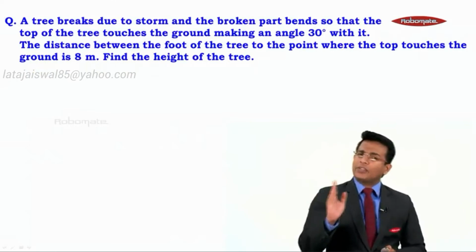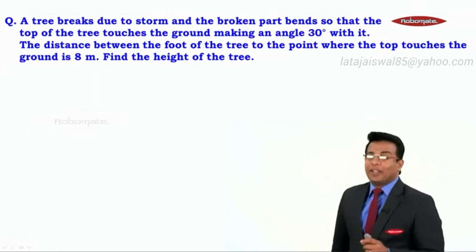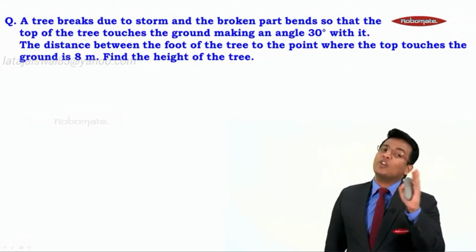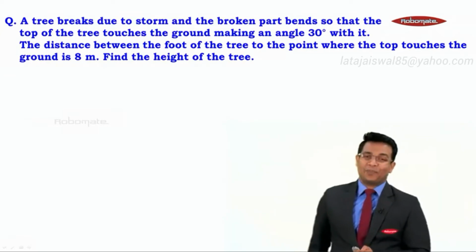top of the tree touches the ground, making an angle of 30 degrees with it. The distance between the foot of the tree to the point where the top touches the ground is 8 meters. Find the height of the tree.